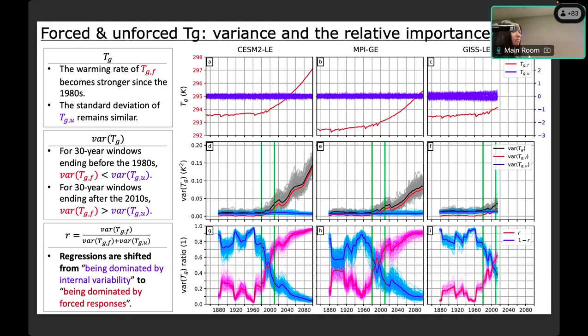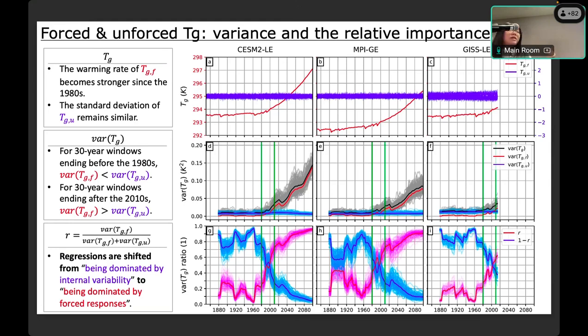On the top row, you are looking at just the forced and unforced global warming temperature. In the middle, you are looking at their variance. The two vertical green lines, the first one is the time period between the 50s to 80s, and this is all calculated using a moving 30-year window. So each data point you're looking at represents some calculation within that 30-year window.